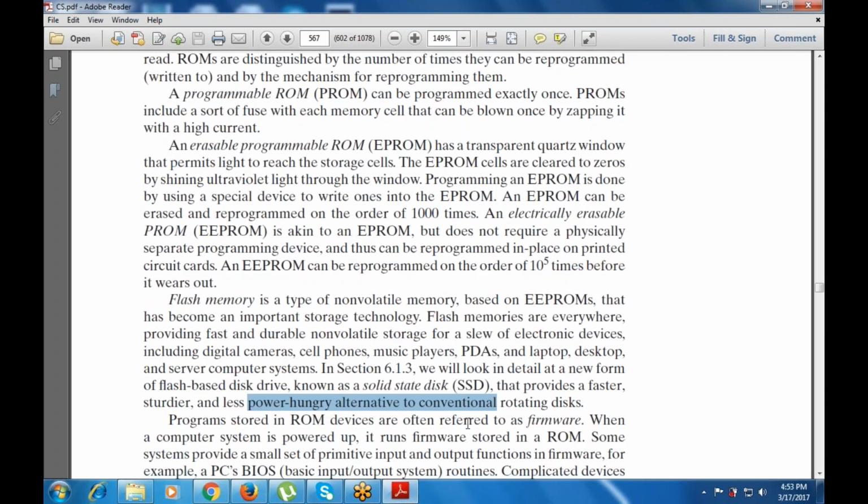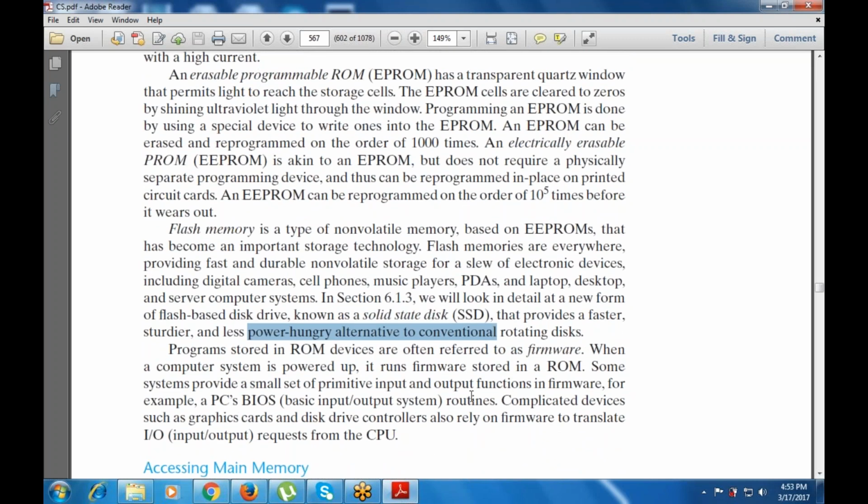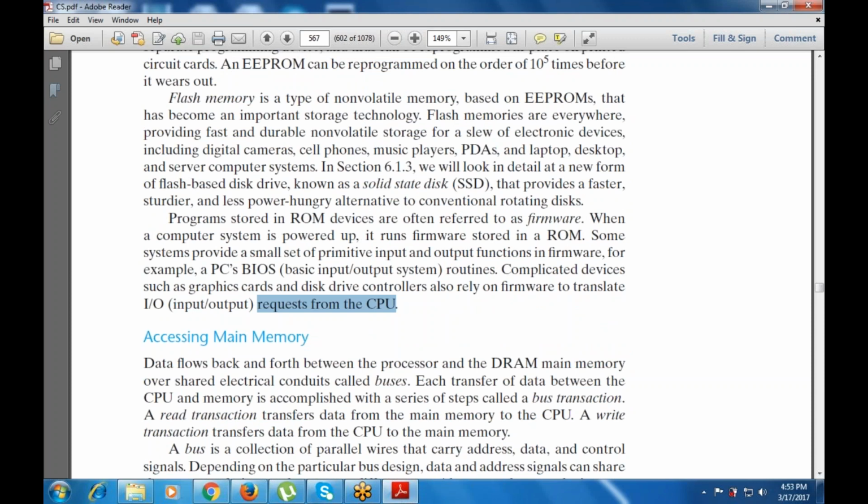The programs that are stored in the ROM chip or ROM devices are known as firmware. When the computer system is powered up, it runs firmware stored in a ROM. Some systems also provide a small set of primitive input and output functions in the firmware, for example the PC's BIOS, basic input-output system routines. Complicated devices such as a graphics card or disk drive controller can also rely on firmware to translate input-output requests from the CPU. Then how to access the main memory that is used with the DRAM.